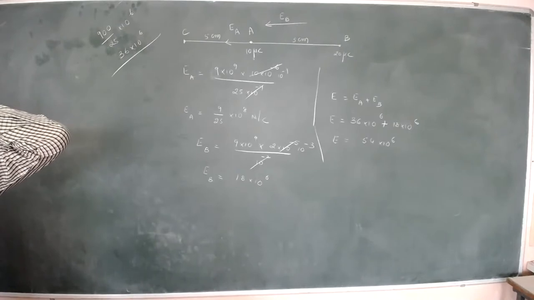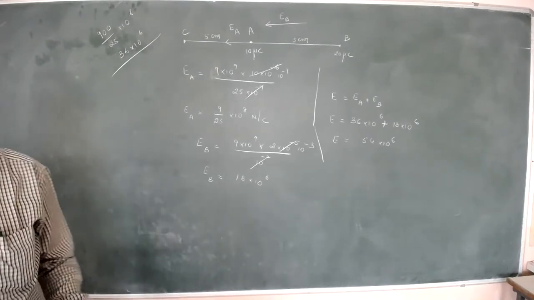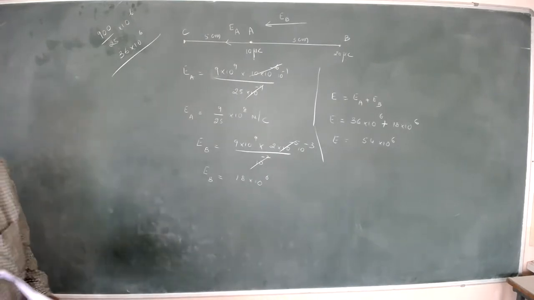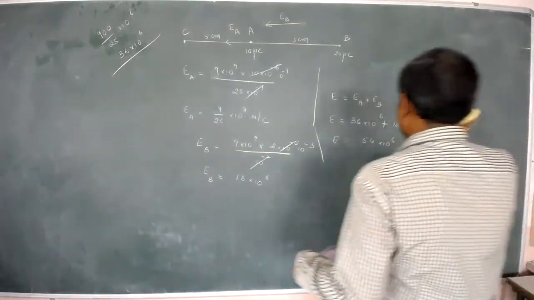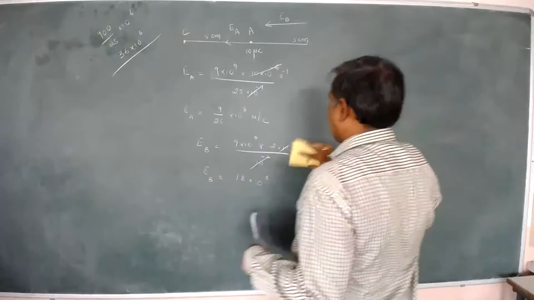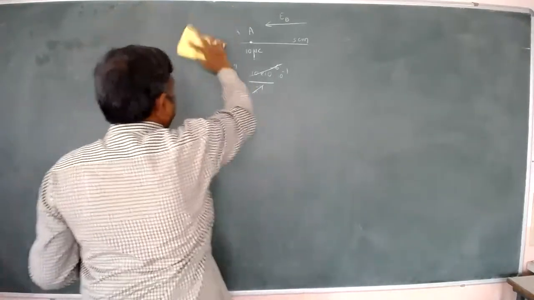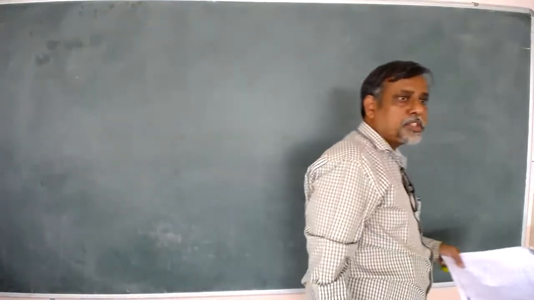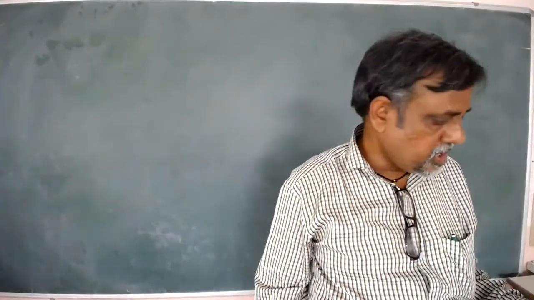Proton, its charge is e. Alpha particle, its charge is 2e. Proton's mass is m, then alpha particle's mass becomes 4m, because the alpha particle is symbolically written as 2He4. That is nothing but the helium nucleus.